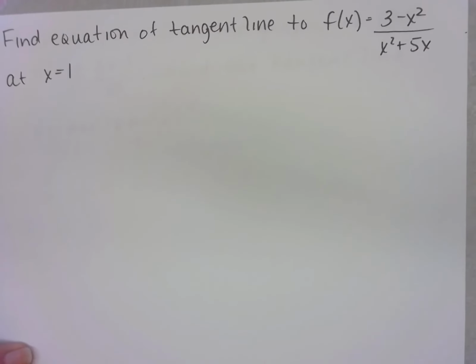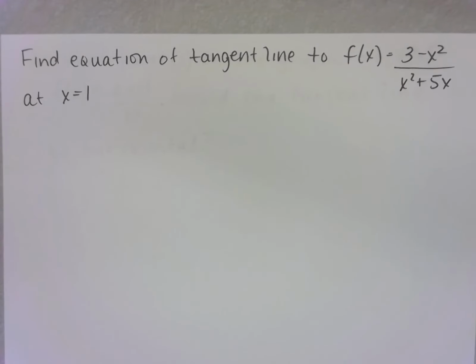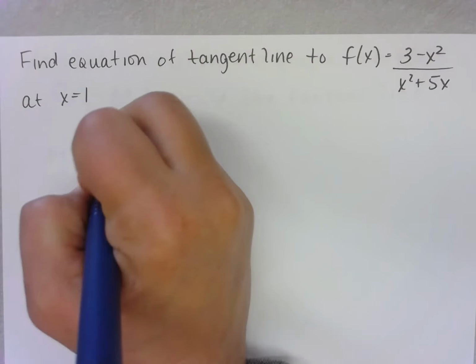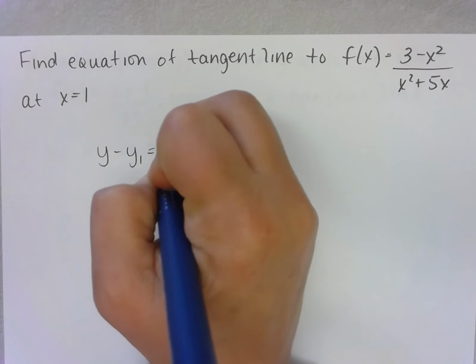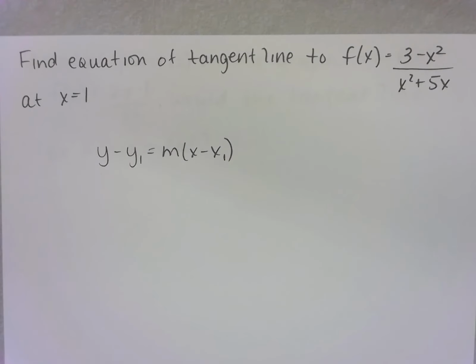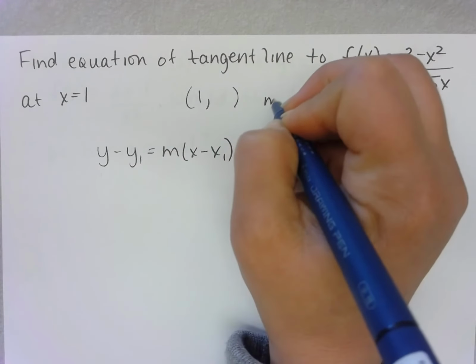Okay, so let's use all of this newfound knowledge to find the equation of the tangent line. Okay, so an equation of a line, remember, is y minus y1 equals m times x minus x1. And so we need the slope and a point. So we have the x-coordinate of the point, right? We have this so far, and we need m.